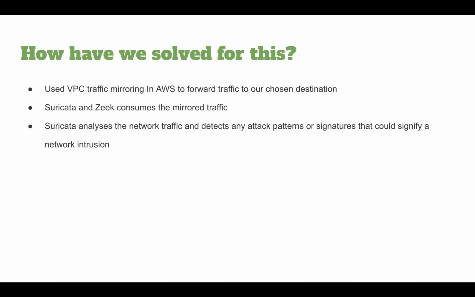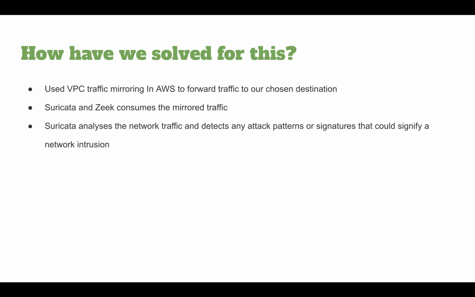So how have we solved for this? What exactly have we done here? We have used VPC traffic mirroring in AWS to forward traffic to a chosen destination from selected instances. We are using Suricata and Zeek both, which serve different purposes. They consume the mirror traffic and give us some useful info.